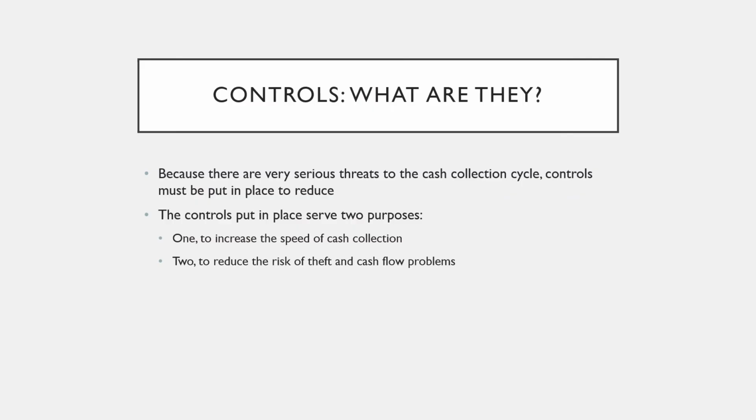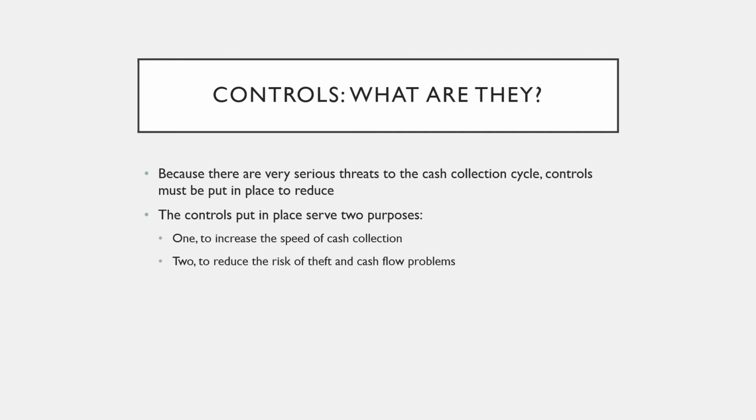So I've mentioned controls, and you might wonder, what are they? You've been saying this word over and over, but I have no clue what you're talking about. Well, a control is, I would say, a process put in place to limit or reduce the risk of the threats that we have mentioned. And they serve a couple of purposes. One of the purposes of the controls we are going to discuss is to increase the speed of the cash collection process.